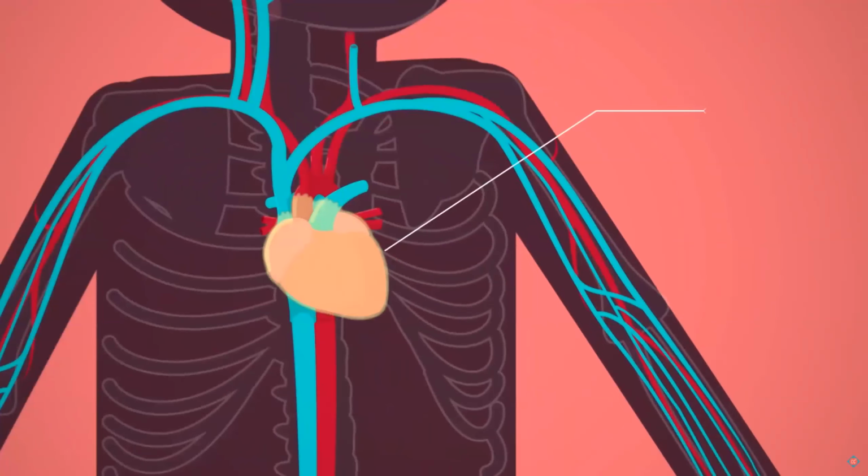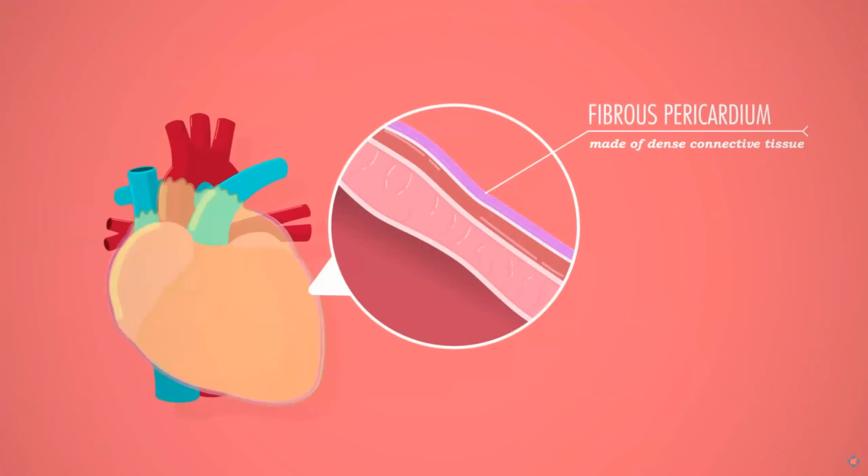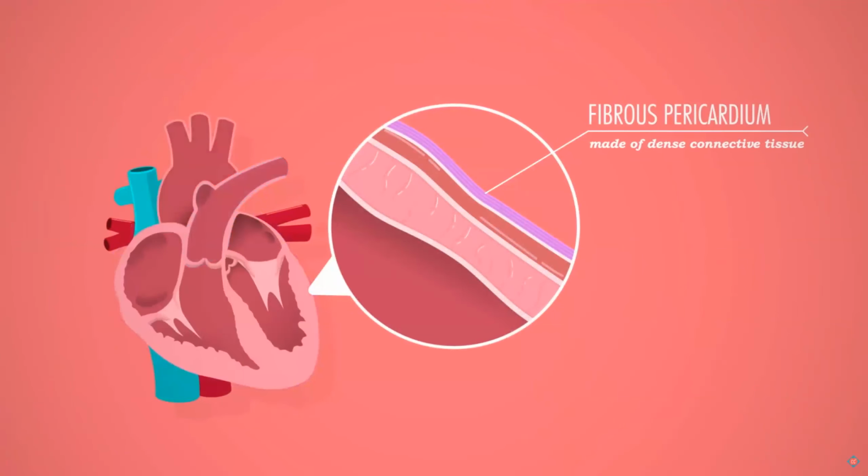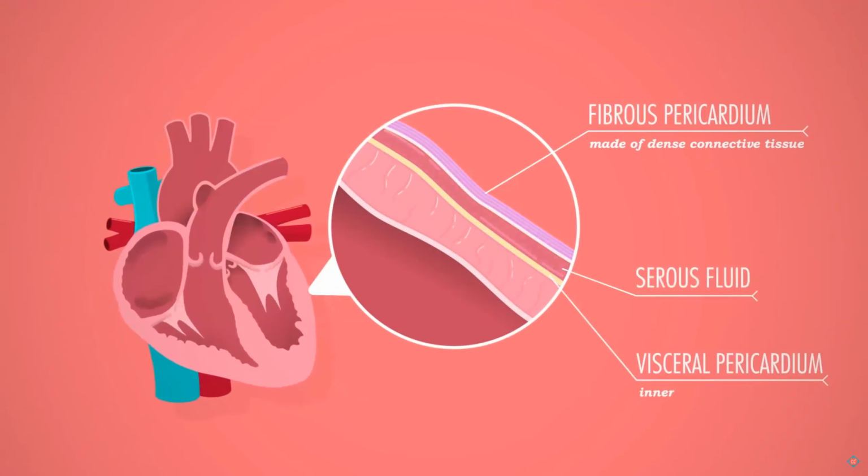The heart is nestled in a double-walled sac called the pericardium. The tough outer layer, or fibrous pericardium, is made of dense connective tissue and helps protect the heart while anchoring it to some of the surrounding structures, so it doesn't bounce all over the place while it's beating. Meanwhile, the inner serous pericardium consists of an inner visceral layer, or epicardium, which is actually part of the heart wall, and an outer parietal layer.